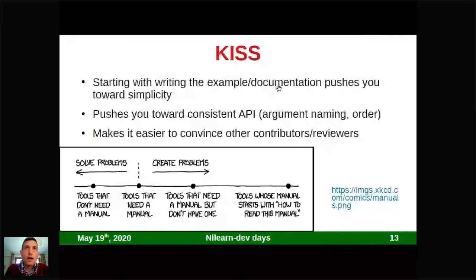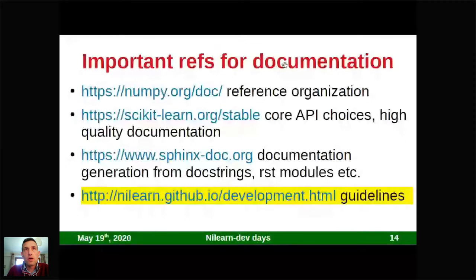Okay. To conclude this first part, I would like to provide some useful references for documentation. I think that NumPy is the mother of all scientific Python projects, or many of them. So it's always a reference to see in terms of organization of the documentation. Also, we have some common efforts with scikit-learn, and so we have decided to rely on the core API choices of scikit-learn, and we target the high quality of the documentation of scikit-learn.